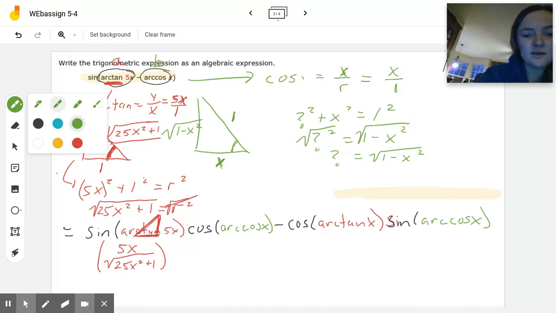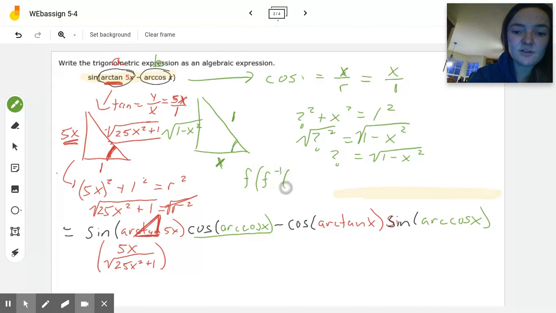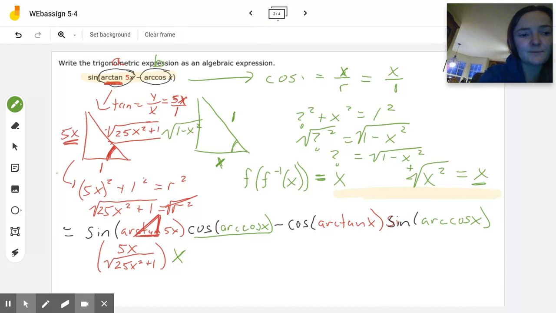Let's go ahead and find cosine of arc cosine. Those are inverse functions. If I say f of f inverse of x, the property of inverses is that if I compose them together, I'm always going to just get the plain variable out, x. For example, if I took x squared and I took the square root of it, I would just get x out. Square root and square are inverses. If I compose them together, I just get the original x out. And so this actually just cancels to x. So I'm going to put an x here.